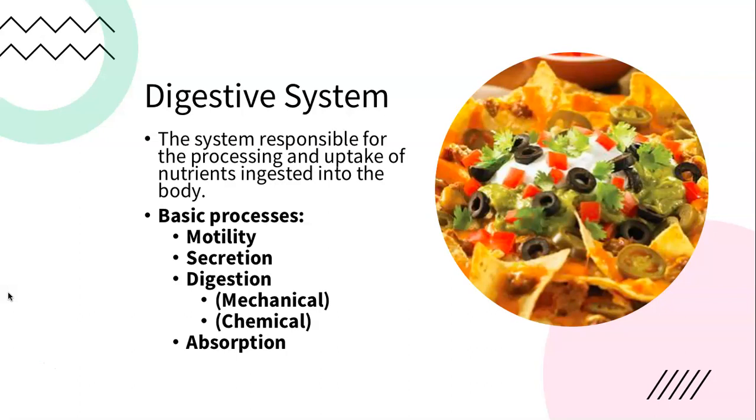In the chapter if you want. So the digestive system is responsible for the processing and the uptake of nutrients that you're taking into your body through the things that you eat and that you drink. There's three basic processes, or four basic processes, I should say: motility, secretion, digestion, both mechanical and chemical, and absorption. So what we're going to do is walk through the various parts of the digestive system, and I'll list out how each of these parts work in the motility area, secretion, digestion, and absorption areas. All right, so let's get into it.